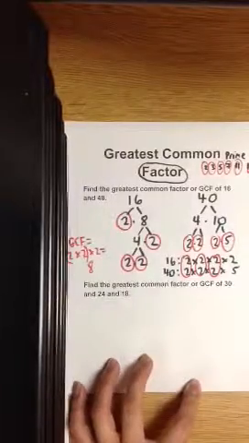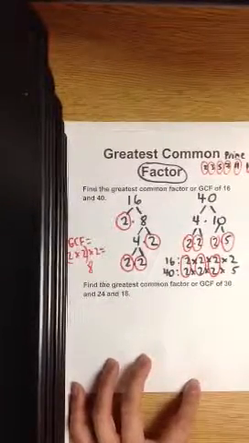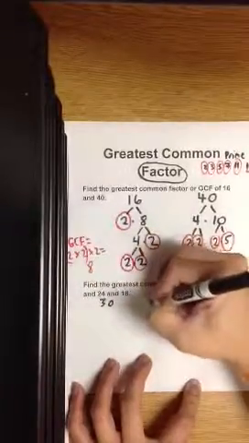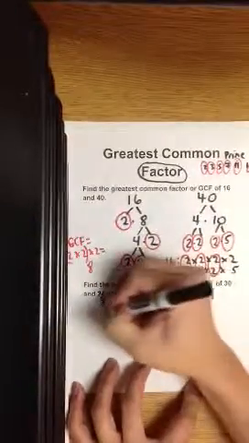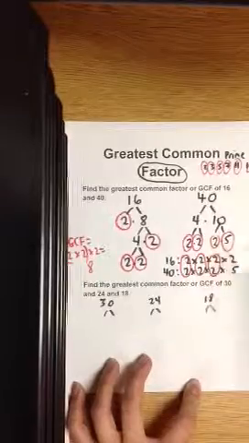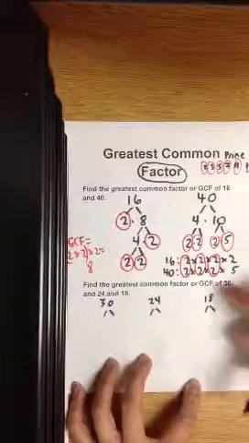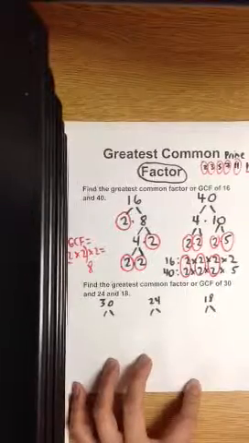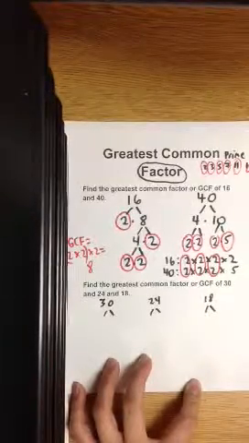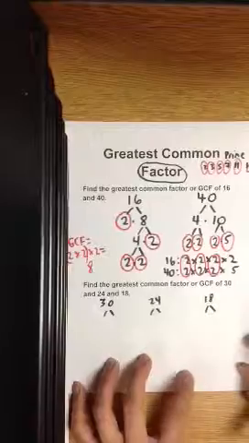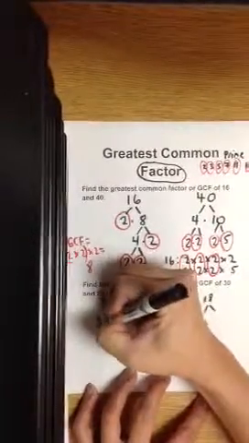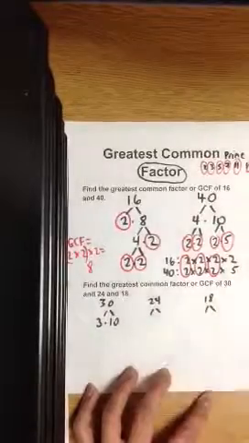Find the greatest common factor or GCF of 30, 24, and 18. So factor, let's make a factor tree: 30, 24, 18. What is the greatest number that goes into 30, 24, and 18? I'm not sure. Maybe 4? I don't know. 6? I really don't know. So let's do a factor tree.